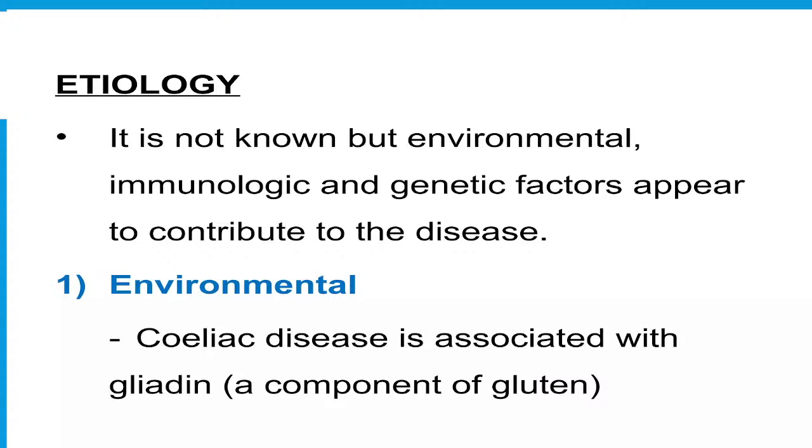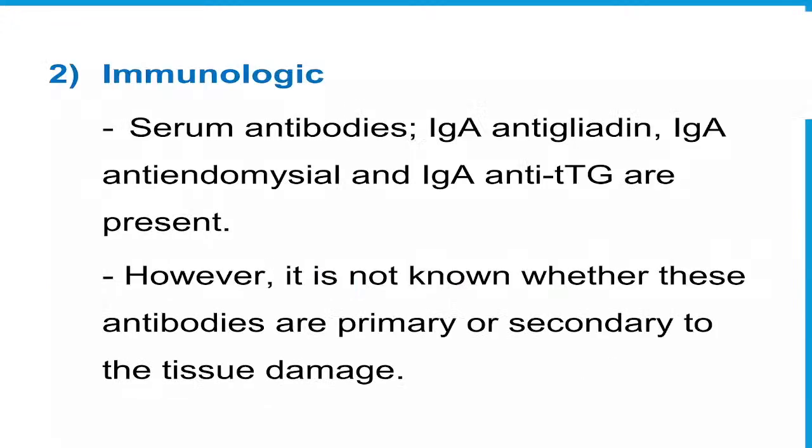Now what are environmental factors? The environmental factors basically include gluten, hypersensitivity to gluten-containing food materials. Then immunological: serum antibodies such as IgA anti-gliadin, IgA anti-endomysial and IgA anti-tTG are present in these cases. However, it is not known whether these antibodies are primary or secondary to the tissue damage. So their exact role is still debatable.